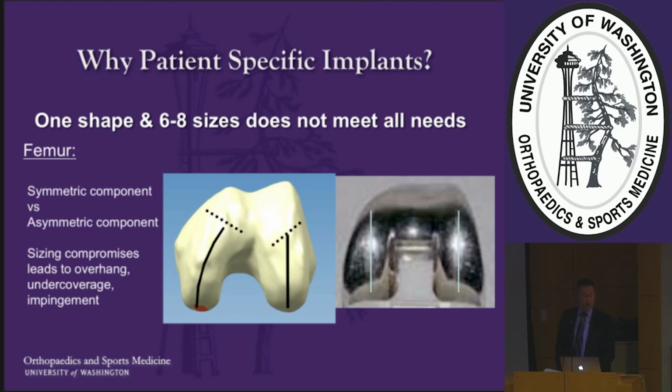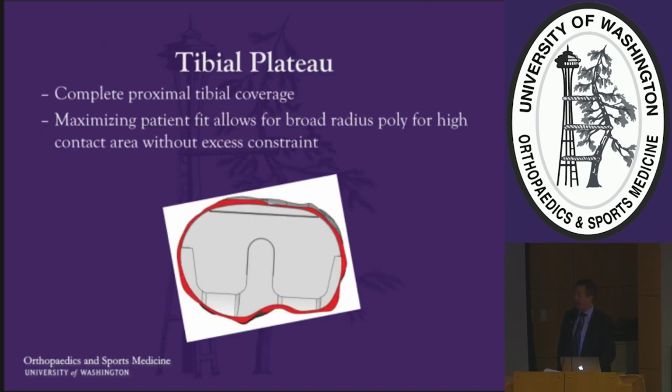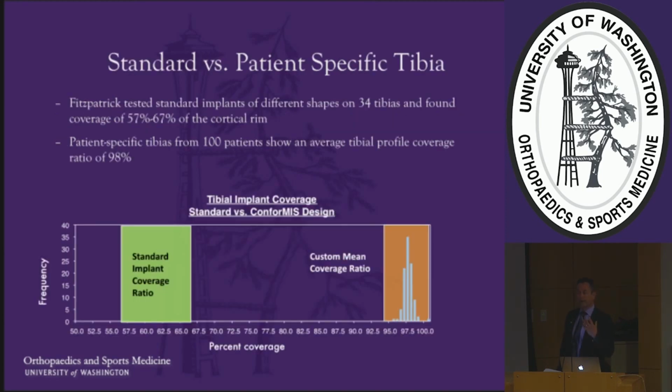Basically because one shape and a few different sizes are not going to meet all needs. It's not going to happen on the femur, and it's not going to happen on the tibia. When you look at a standard tibial component, what you find is that it fits about 2/3 of the tibial surface. There's either overhang in the back or there's under coverage in the front. When you use a customized implant that's actually shaped for the patient, you can get close to 100% coverage.